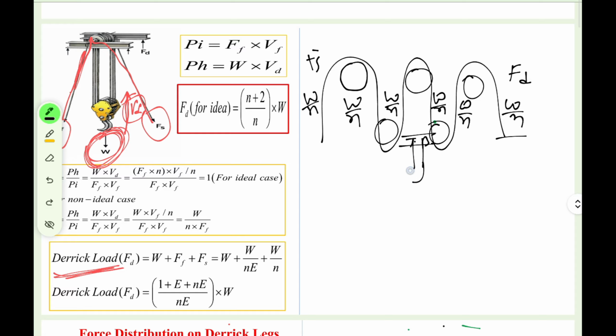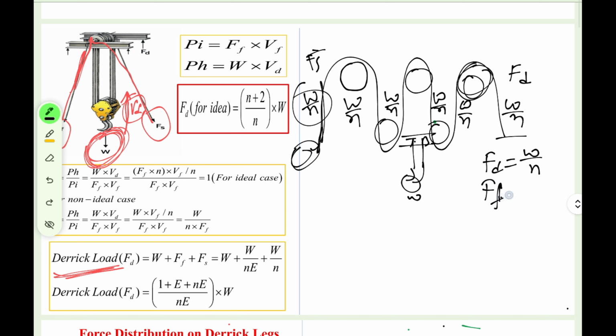Just remember this thing. The beauty of this you will understand right now. So FD is nothing but the static load, right? This rope is not moving, so FD is equal to W by N. But in the case of FF, the rope is moving through the draw works, so there is friction. In that case, FF is, as we have just determined, W by NE, right?